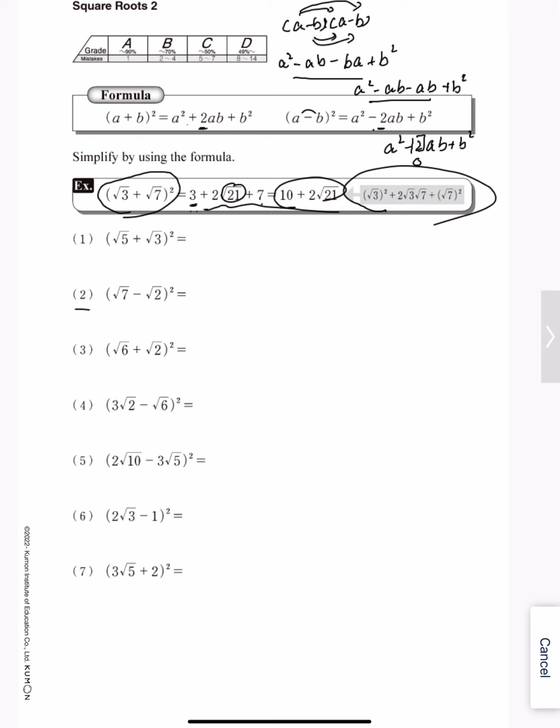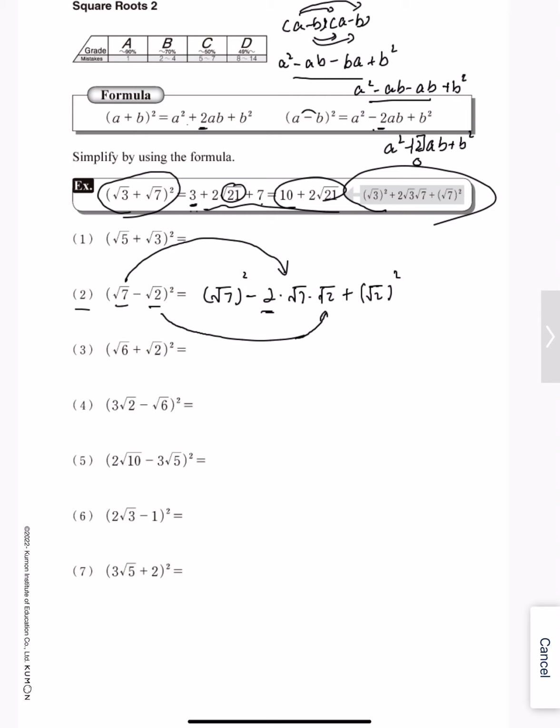We have root 7 minus root 2 to the power of 2. Pretty easily, we know it's going to be the 7, which is root 7 to the power of 2, minus, according to the formula, 2 times root 7 times root 2. Notice that it's basically the first number, the second number, and 2 times of them. Well, this arrow is a little bit overhead, so we're going to do this now. Okay? Now, plus root 2 to the power of 2.